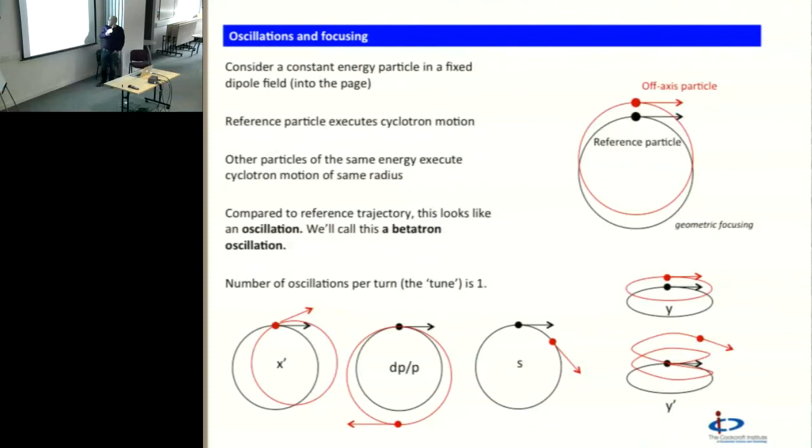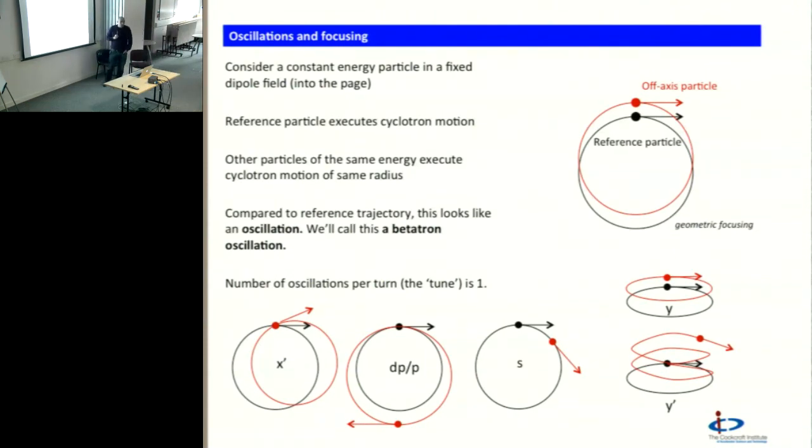Same radius of curvature. But look, if you watch the red from the point of view of the black, at this point it's on the left. Then they cross, and now it's oscillated over to the other side. It's now on the right. So the red particle is oscillating around the reference trajectory. Do you see what's going on there? That's just weak focusing.